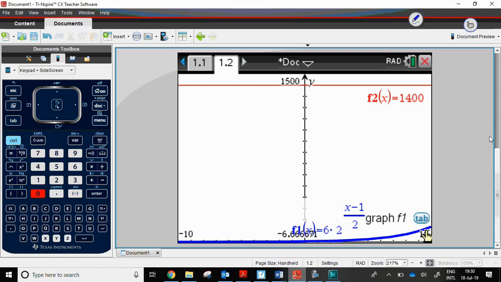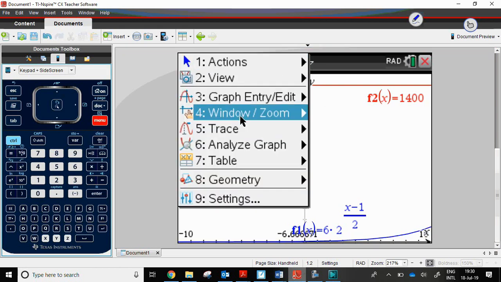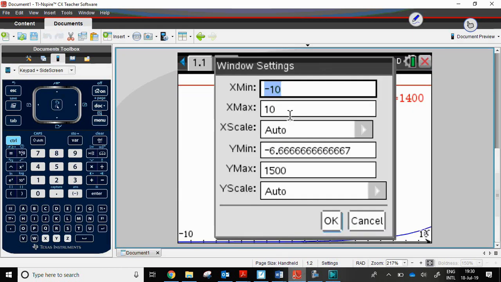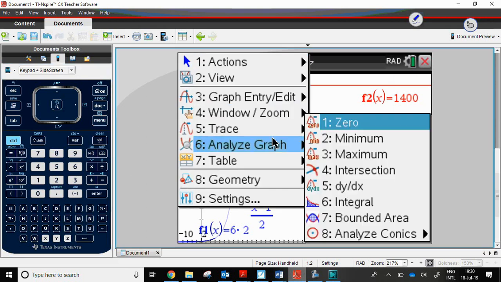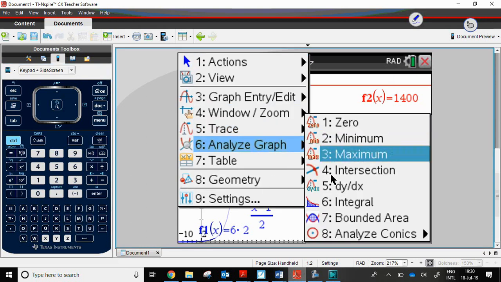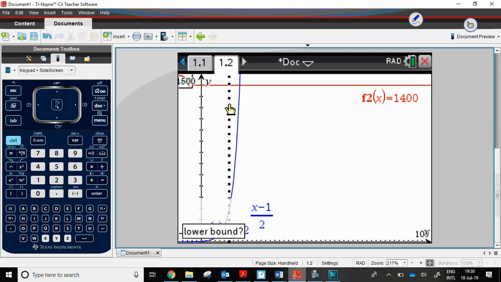They're going to intersect somewhere out there, so I'll just do the same thing. And I need to change my x max. I don't know, I'll go for 100. That should be far enough. Definitely was. And now I'm going to calculate the intersection. Analyze graph, intersection. We've seen this before. Lower bound, upper bound. Okay, my x value here is 16.7.